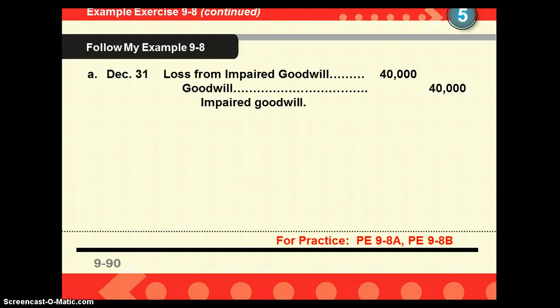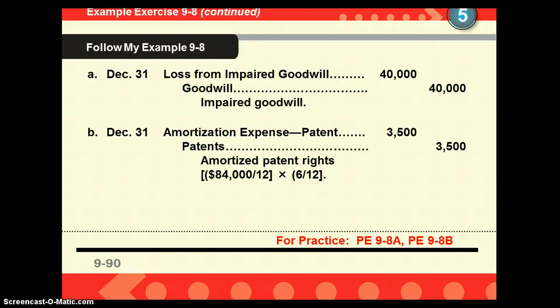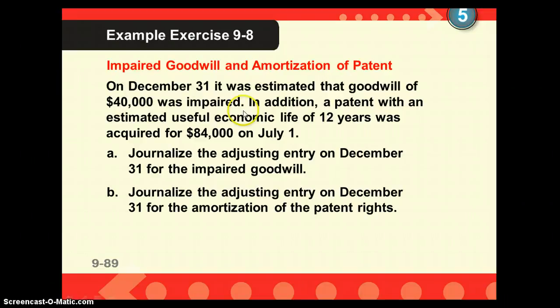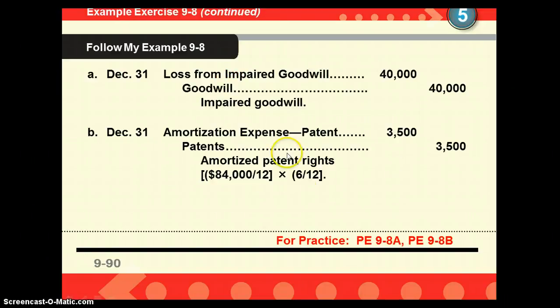The loss from impaired goodwill gets debited for $40,000 and goodwill gets credited for the example of that loss of goodwill. The amortization expense of the patent is $3,500. The math is shown there. We have $84,000 over 12 years, and then we're actually doing 6 months of it. So you can see 6 months comes from, we acquired it on July 1st. There's 6 months left in the year, so it's a partial amortization, and that's a $3,500. We credit the patents to take the value out of it. Since it is an intangible asset, we can credit it, and then we debit amortization expense.